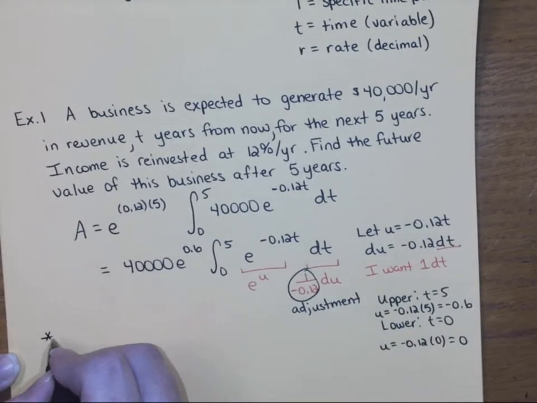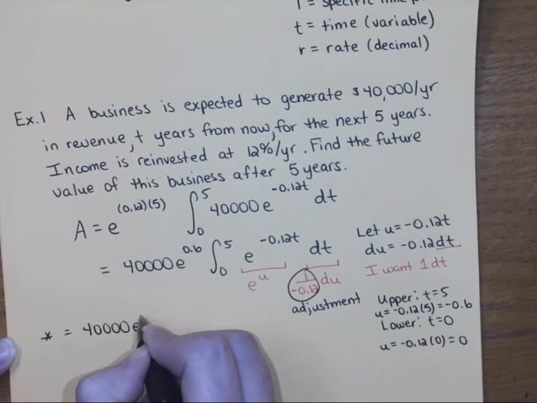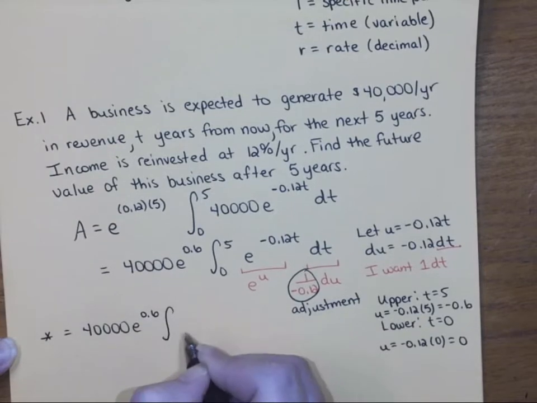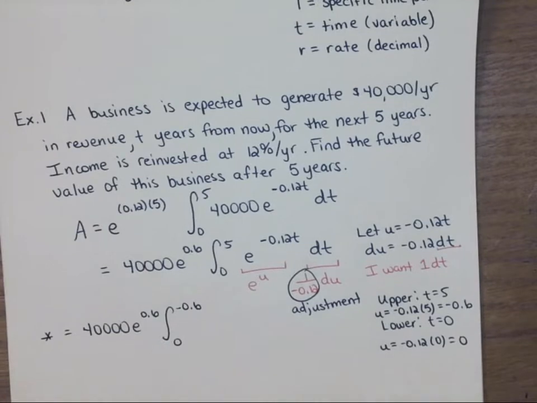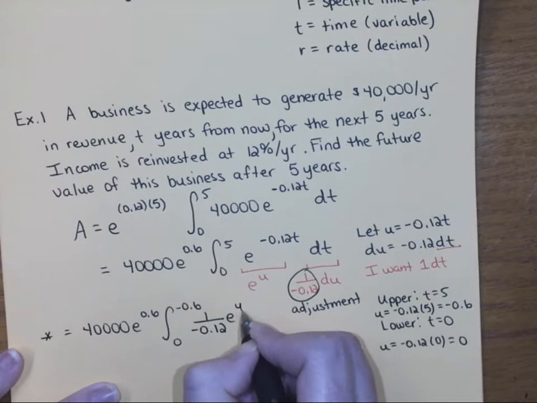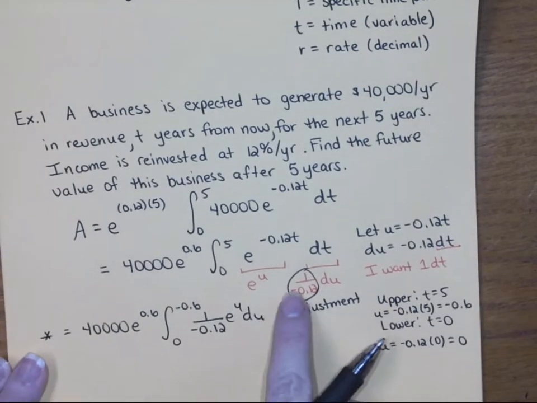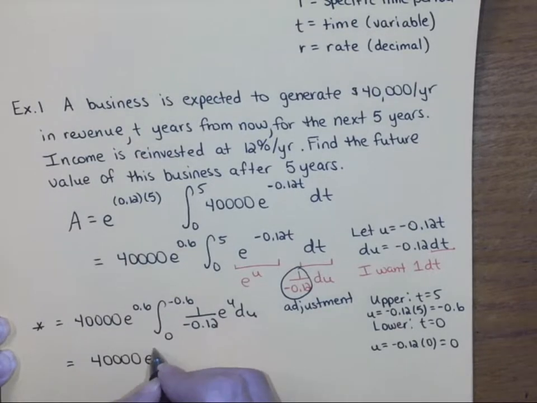So, most important part, can you rewrite it? That's the question. So first we have that constant that got moved to the front. But now we have a new integral from 0 to negative 0.6. And then we have 1 over negative 0.12 e to the u du. Notice here I'm just rewriting what I wrote here. Alright, so this is just a constant as well, so I'm going to pull that out to the front too. So I still have 40,000 e to the 0.6.